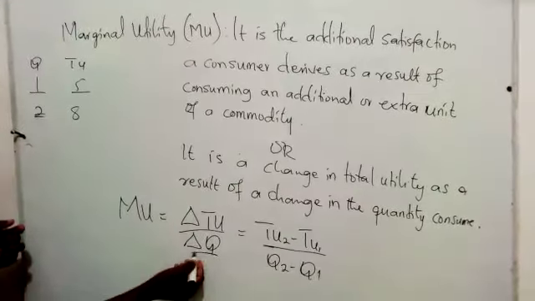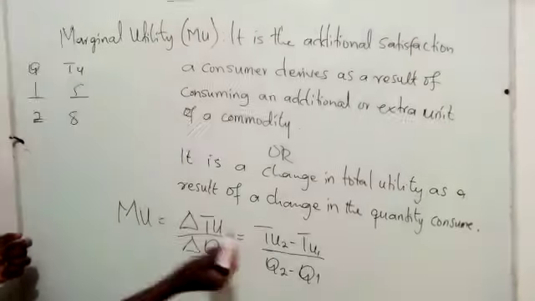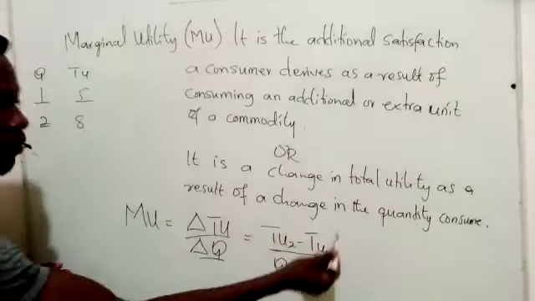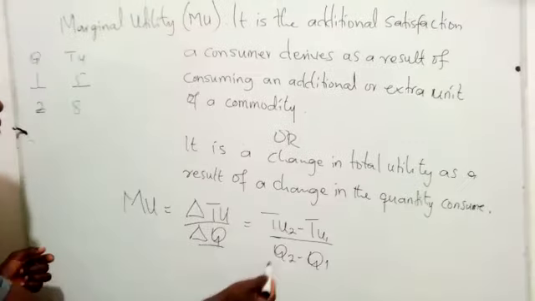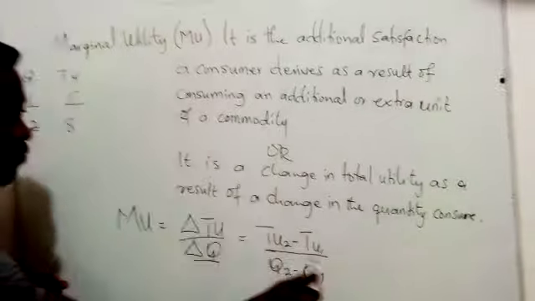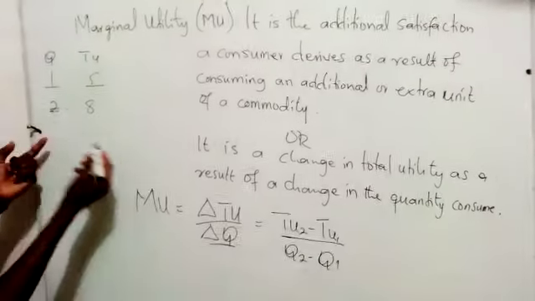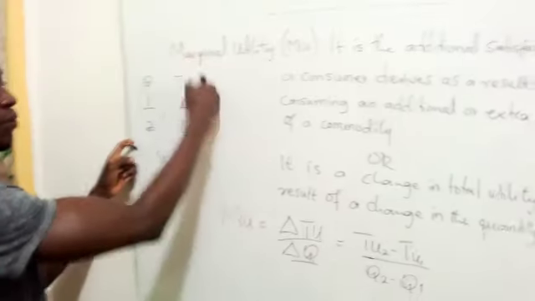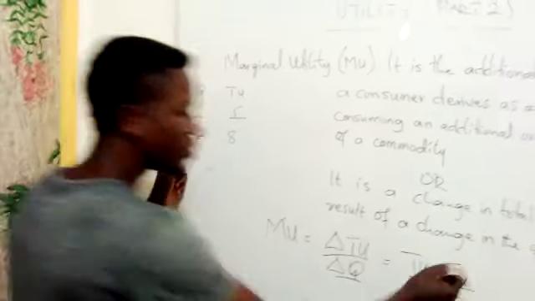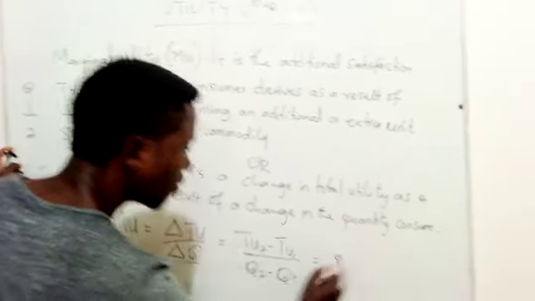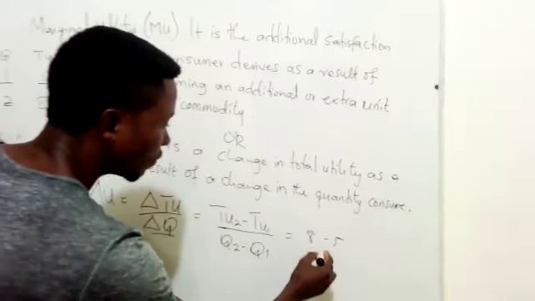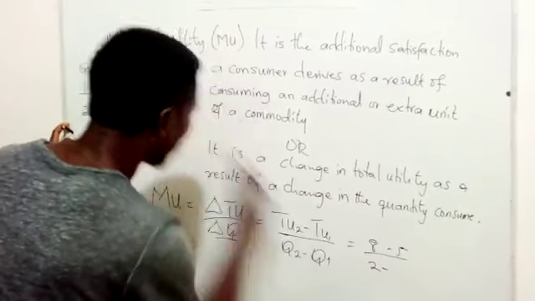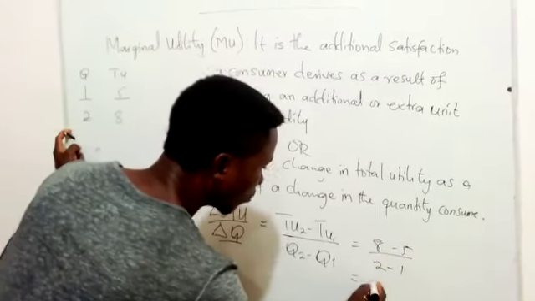So now the marginal utility, by formula, is a change in total utility as a result of a change in what? The quantity. So we are saying the new total utility minus the previous total utility, all over the new quantity minus the previous quantity. So our new total utility is 8 minus the previous, which is 5, all over the new quantity 2 minus the old quantity 1, and that gives us what? 3.